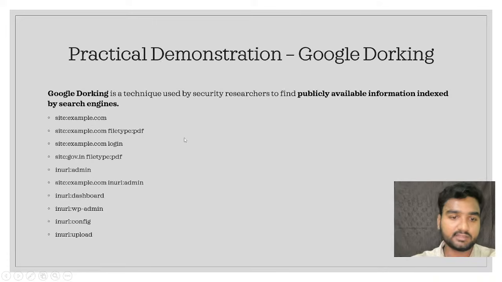Like this one is site:example.com, which is the first Google Dork. The definition is clear to everyone. Google Dorking is a technique used by security researchers to find publicly available information indexed by search engines. Okay, so first one, Google Dork.